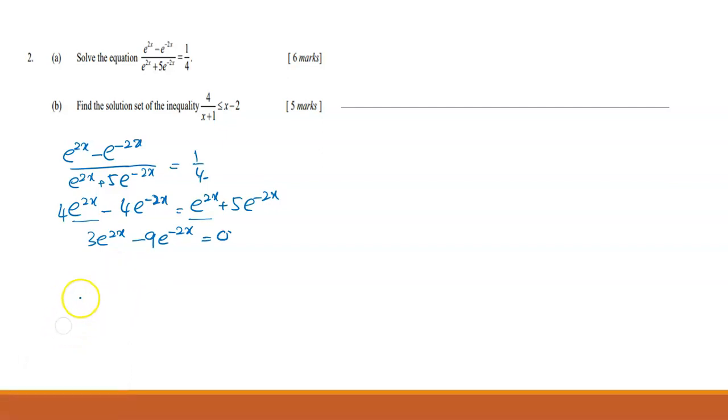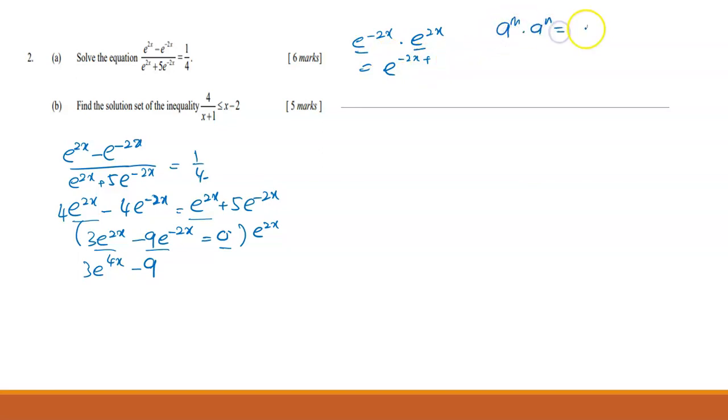From here, let's multiply with e^(2x). Every single term that we have here, multiply with this one here, is going to give you 3e^(4x) minus 9 plus e^(-2x) multiplied with e^(2x). The multiplication between these two, with equal base, is going to give you positive, from the rule of a^m times a^n equal to a^(m+n). So it gives you 2x here.